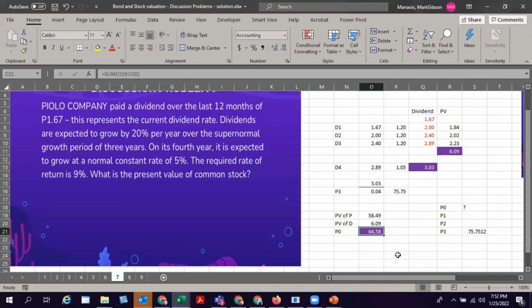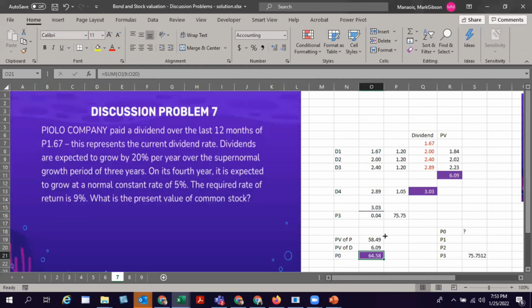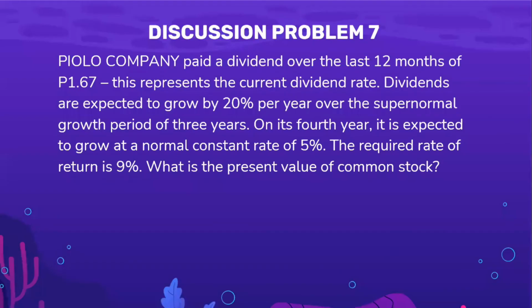So let's take note, class. In calculating the present value of common stock, there are actually 2 elements. Number 1 is the market price, and the dividends. All we have to do is get the present value. Again, there is a separate recording on how to compute the present value. I'll also be sharing that with you so at least you have additional resources. So that's 64.58, problem number 7.